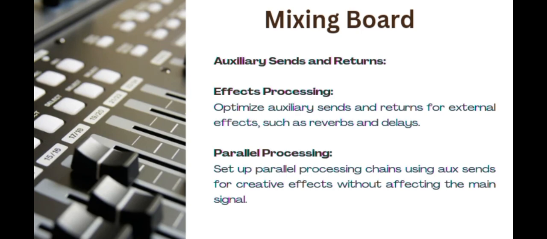So for an analog mixer like this, when you plug in your effects such as reverbs and delays, what they are trying to say is that the effect processing will pass through the send and return on the mixer board. Okay, you understand these things more clearly when the practical shows you. Okay, let's continue. So I'll be revealing all these things to you for you to get a clearer in-depth understanding. Okay, so parallel processing. Set up parallel processing chains using aux sends for creative effects without affecting the main signal.